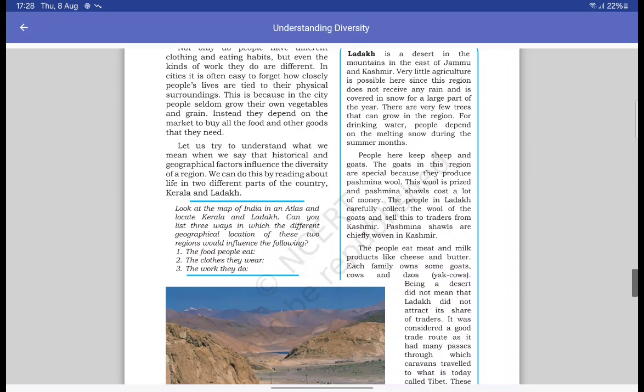Desert in the mountains east of Jammu and Kashmir. Write this down. Desert in the mountains east of Jammu and Kashmir, comma, minimal agriculture, comma, goats here produce pashmina wool.